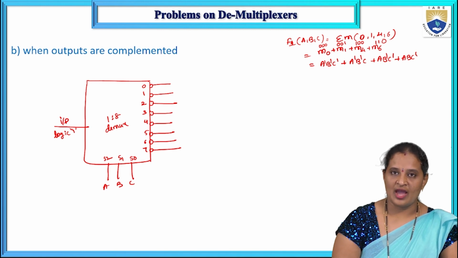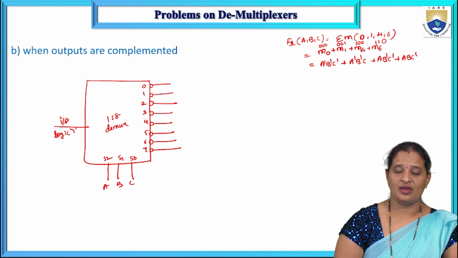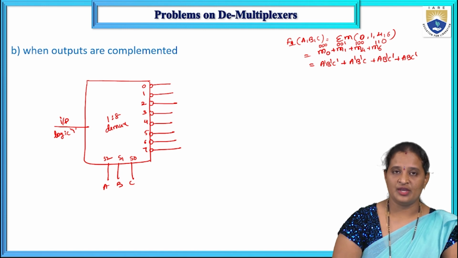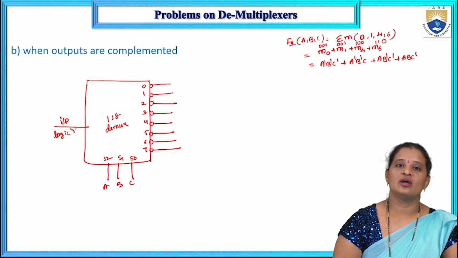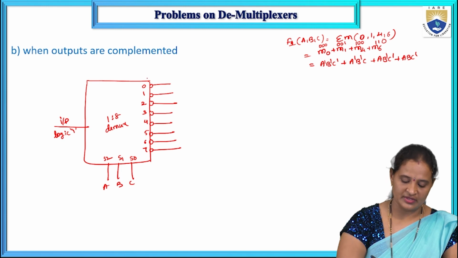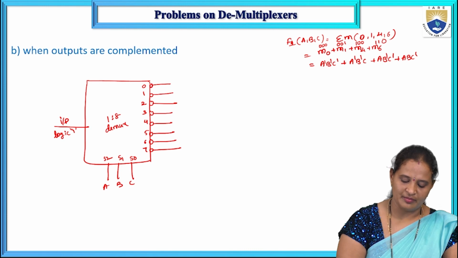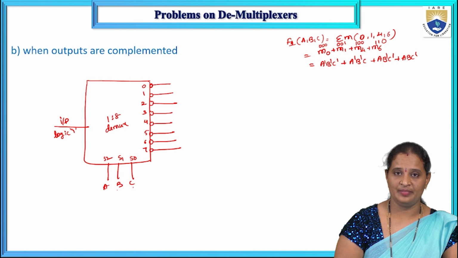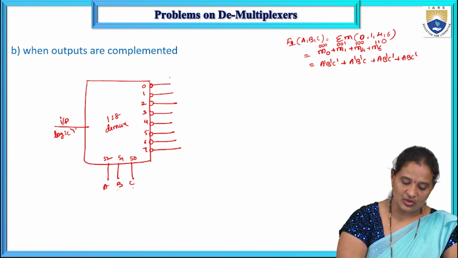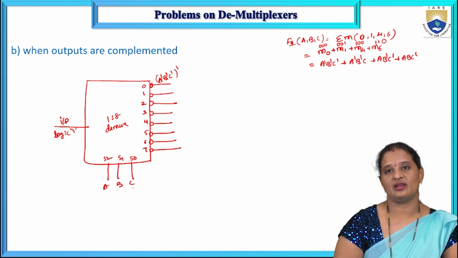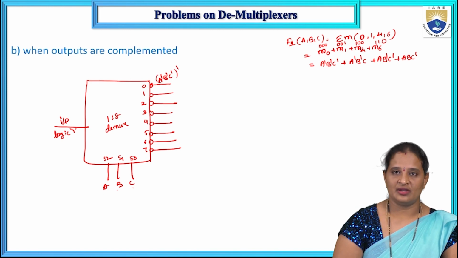Now I want to implement this Boolean function when the outputs are complemented. This is the meaning of complementation. Here when the combination is 0, 0, 0, only this output gets selected. As the output is complemented, I will get A bar, B bar, C bar, whole complement.